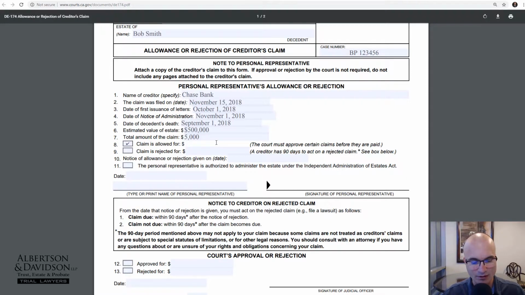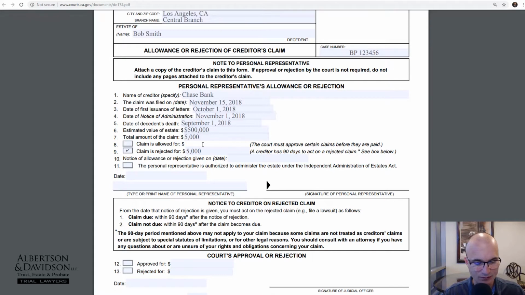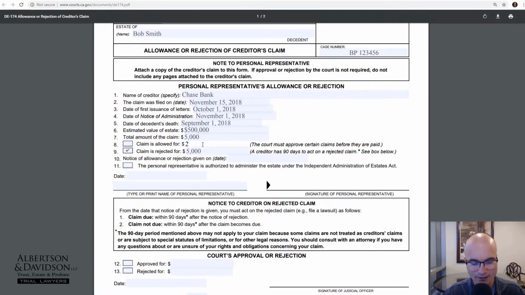And then the personal rep can either say, for example, the claim is allowed for $5,000. You're just going to accept all of it. Or you can say the claim is rejected for $5,000, in which case you wouldn't put anything here. So you're just going to reject all of it. Or you can do any combination. So you can say it's allowed for $2,000, but it's rejected for $3,000. So you can allow it and reject part of it. And then you have to say the date that the notice of rejection is given.